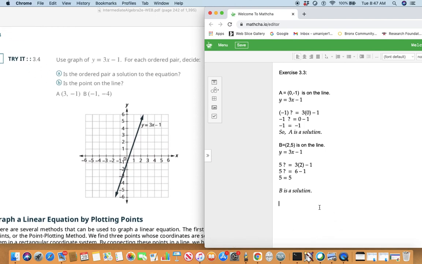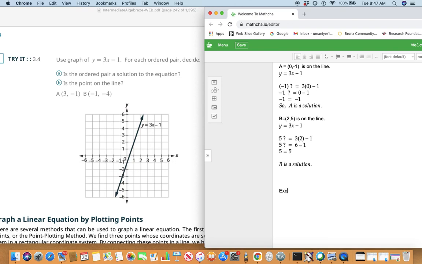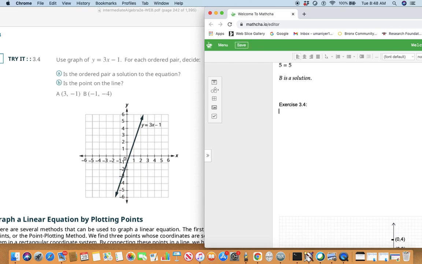Exercise 3.4. It's the same line. The question is whether these points are on the line and whether any of the points solve your equation. First is A. A is the point (3, negative 1). Is it on this line? X equals 3, y equals negative 1. You go right 3, and then go down 1. It is not on the line.